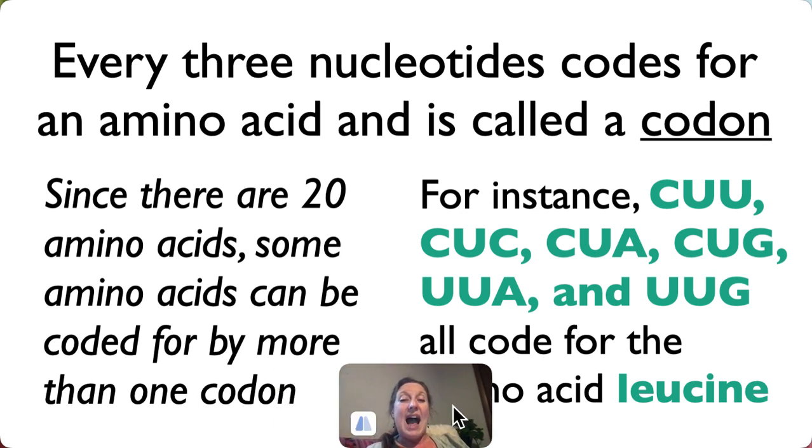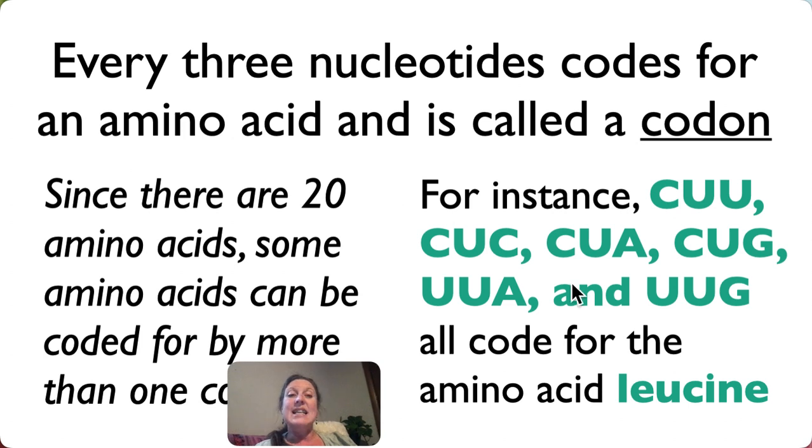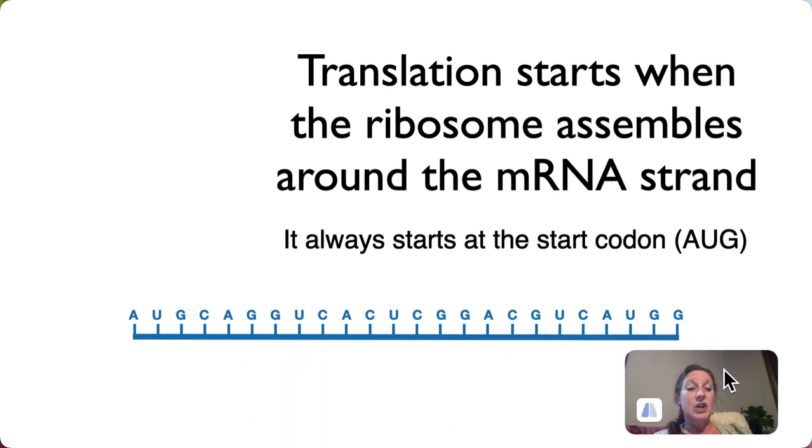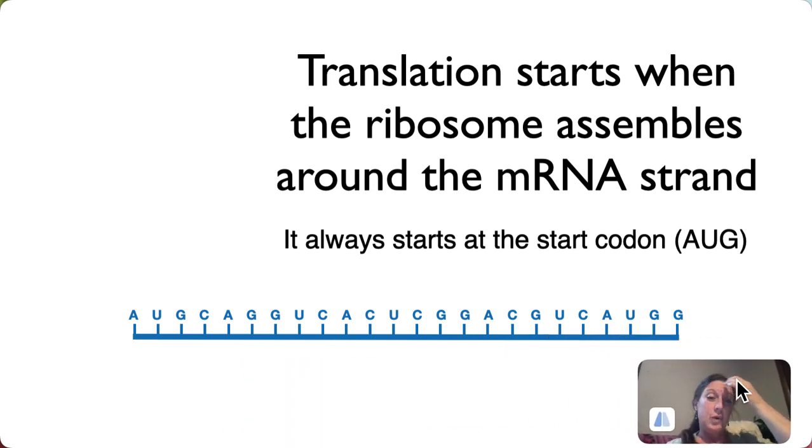So we have 20 amino acids, but we now have 64 codons. So what that means is that some codons are going to code for the same amino acid. For instance, CUU, CUC, CUA, CUG, UUA, and UUG all code for the amino acid leucine. And we'll see that same kind of repetition in other codons. All right, so let's look at how translation works.